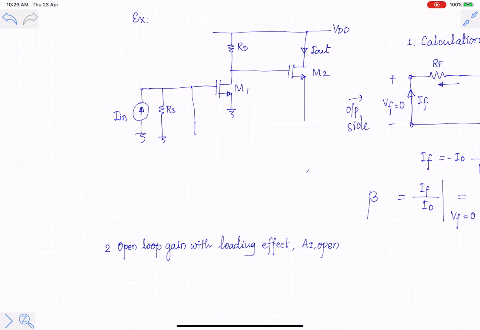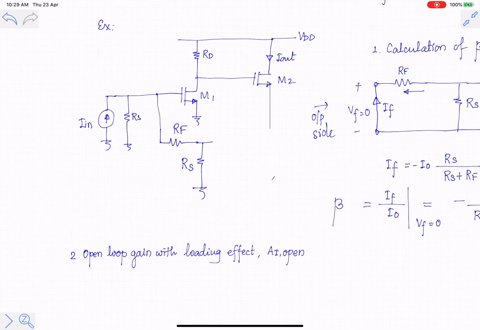So we have RF and here is RS. RS1 we will call it, because RS has been used here. Similarly on this side, this is RS1, and RS2 we will call it because it is in series with the source terminal of M2. So RS2 and RF. So it has been duplicated on both the input side and output side of the feed forward amplifier.